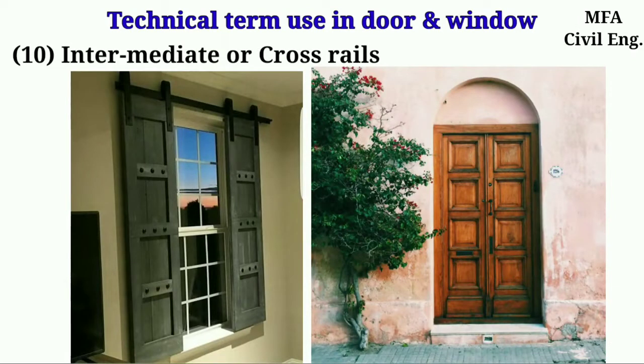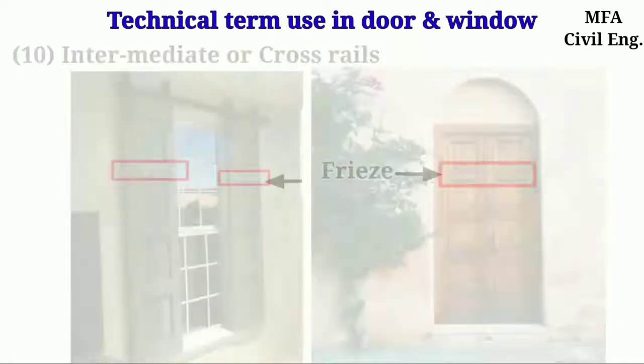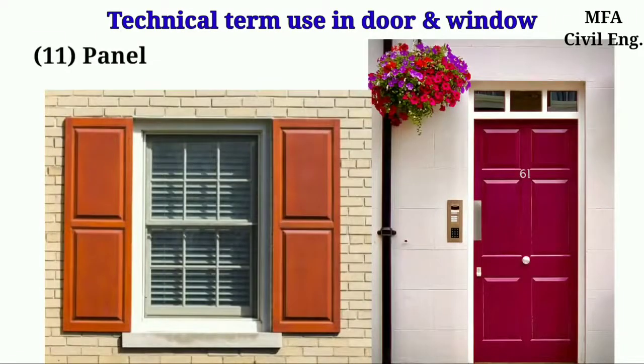Intermediate or cross rails are the additional horizontal rails fixed between the top and the bottom rail of a shutter. A rail fixed between the top rail and the lock rail is called as the freeze rail. Panel is the area of a shutter enclosed between the adjacent rail.